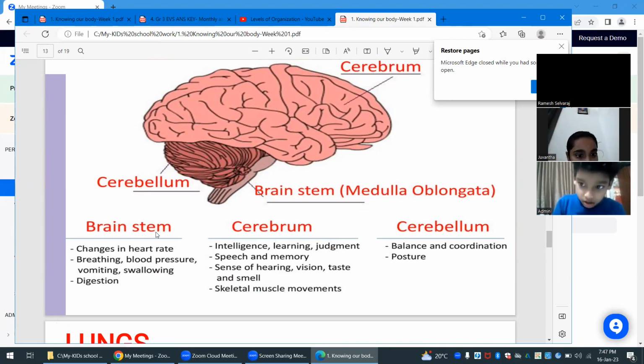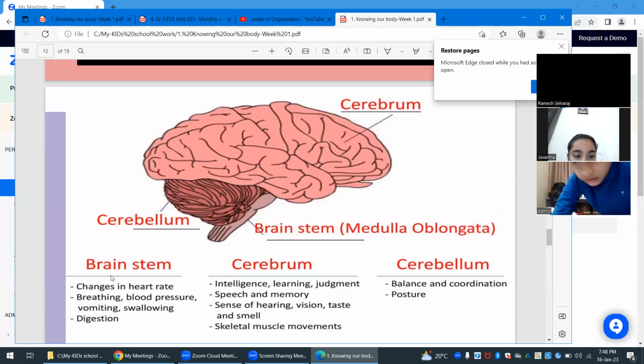If someone is asking what the brain stem is doing, means the brain stem helps changes in heart rate, breathing, blood pressure, vomiting, swallowing, digestion, all these things, it helps. It is a function of a brainstem to carry out all these functions.